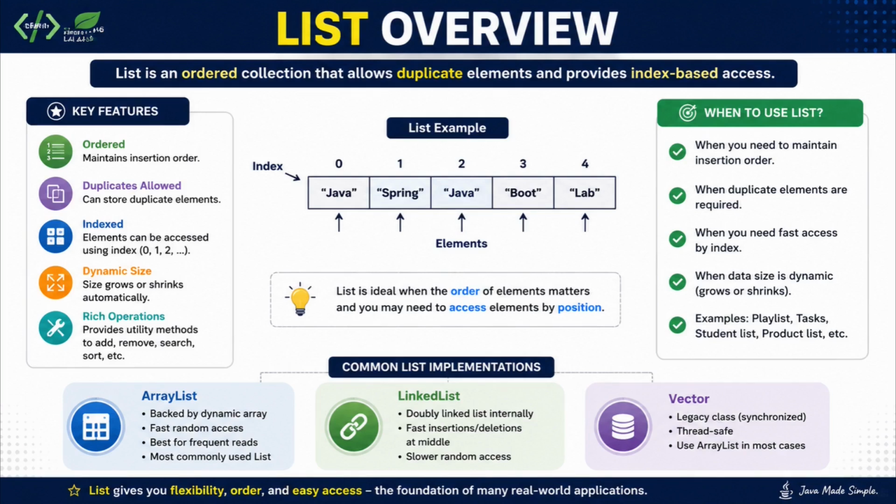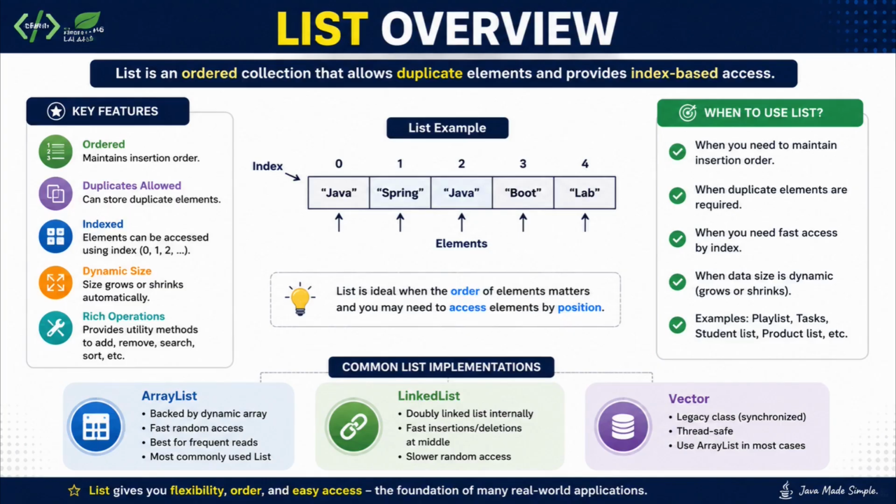Lists also allow duplicate values. If the value Java appears 5 times, all 5 are stored. Another important feature is indexing. Every element has a position starting from 0. So accessing an element by index is straightforward. Think about real-world examples like a playlist, a to-do list, shopping cart items, or exam questions. In all these cases, order matters and duplicates may be allowed.